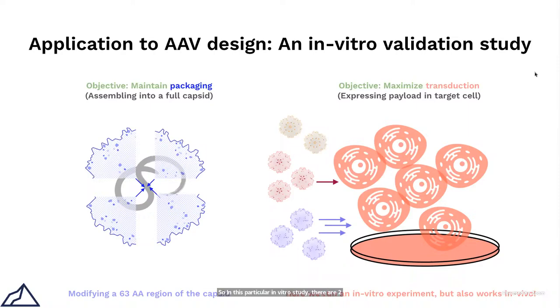The first is packaging. And packaging is a measure of whether the capsid assembles properly. You can sort of think of it as a proxy for stability or protein folding. This measure is a necessary but insufficient condition for optimization because at the end of the day, we're interested in function, and function will come from transduction. Transduction is a measure of how efficiently the virus can transfer the genetic material, or the so-called payload, to a target cell. In this case, these are HEK293T cells in a cell culture. The final point is that in this experiment, we're modifying a 63 amino acid region of the AAV capsid.